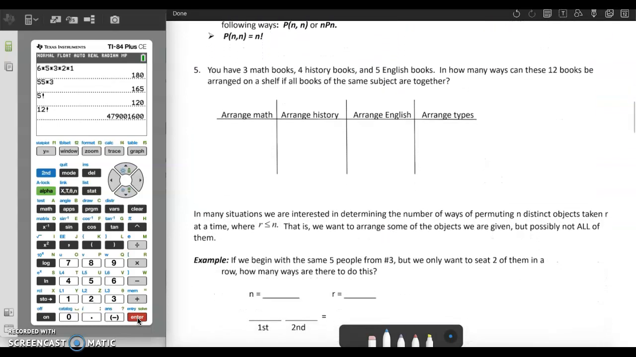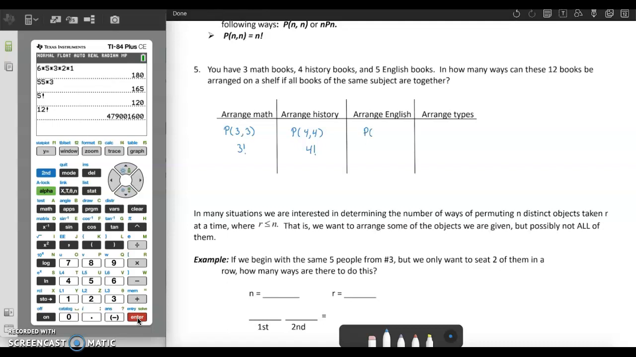Okay, so what if we want to do a slightly more difficult problem? This one says we take those same 3 math, 4 history, and 5 English books. This time we want to arrange these 12 books on a shelf, but we want to keep the same subjects together. That makes sense. Okay, so to arrange the math books, we want to permutate. There are 3 math books and we want to put all 3 of them on a shelf. So we know that that's 3 factorial. Then we would like to arrange the history books. So we have 4 history books and we want to take all 4 of them and see how many arrangements could we make of just the history books. That would be 4 factorial.